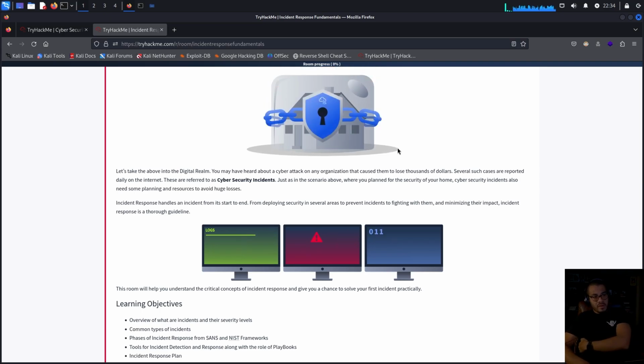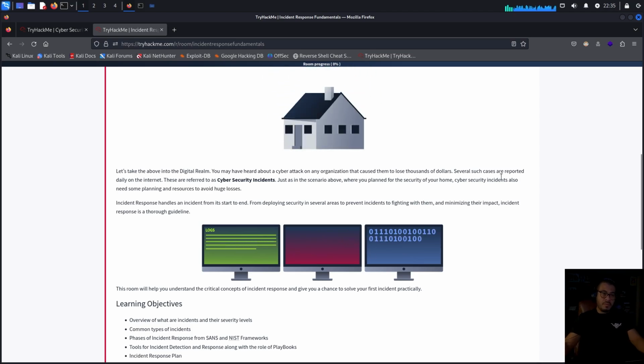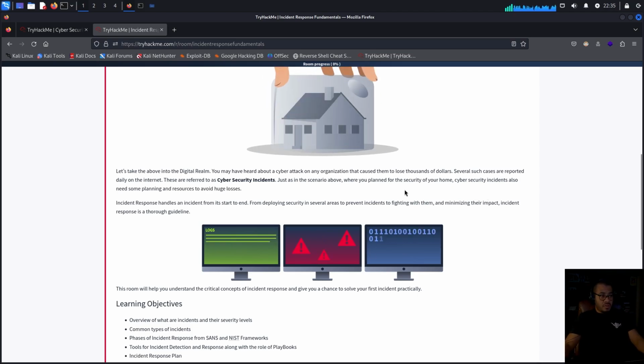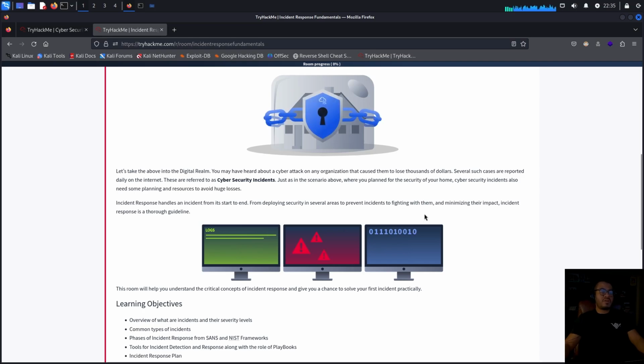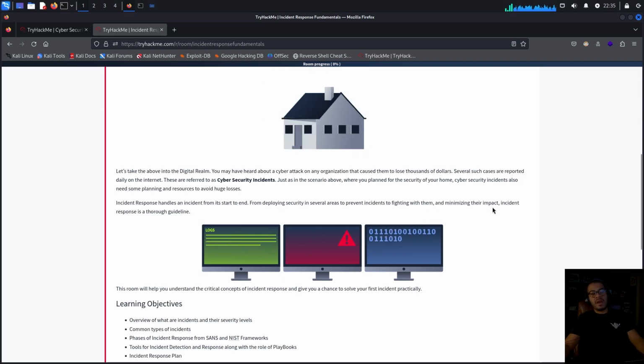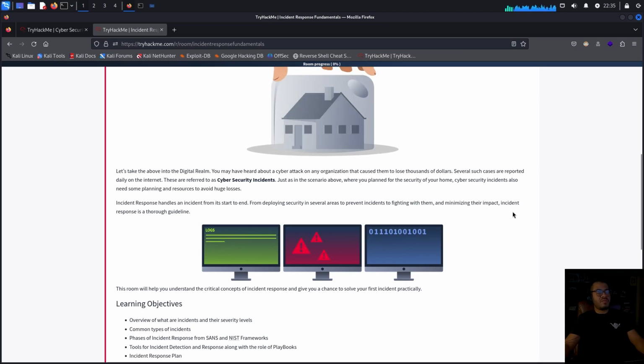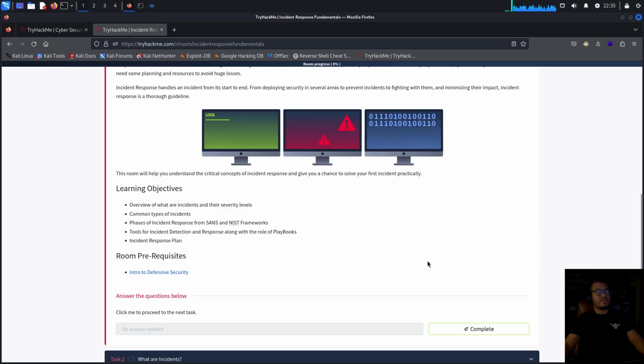Just as in the scenario above, where you plan for the security of your home, cybersecurity incidents also need some planning and resources to avoid huge losses, right? Incident response handles an incident from its start to end, from deploying security in several areas to prevent incidents to fighting them and minimizing their impact. Incident response is a thorough guideline. This room will help you understand the critical concepts of incident response and give you a chance to solve your first incident practically.